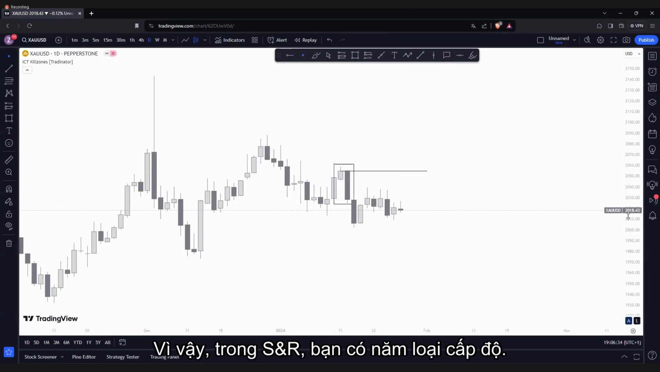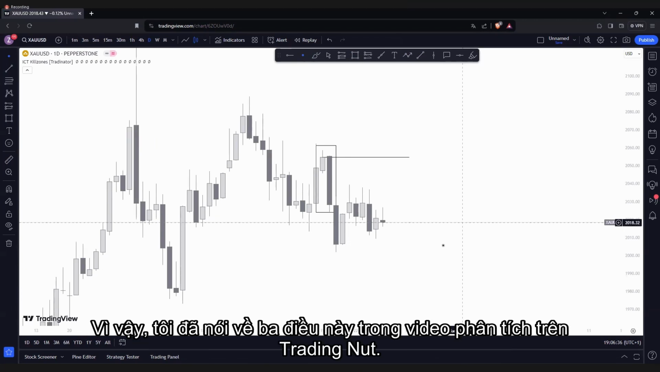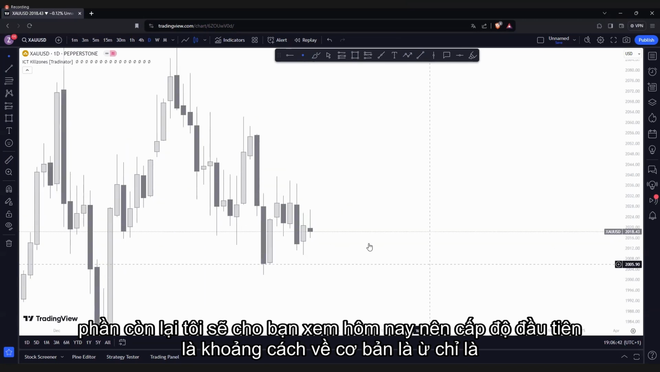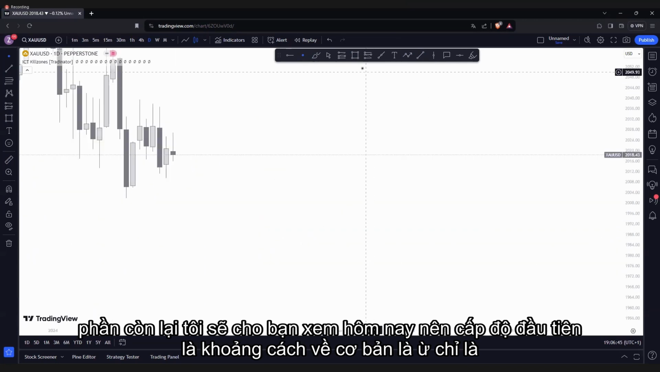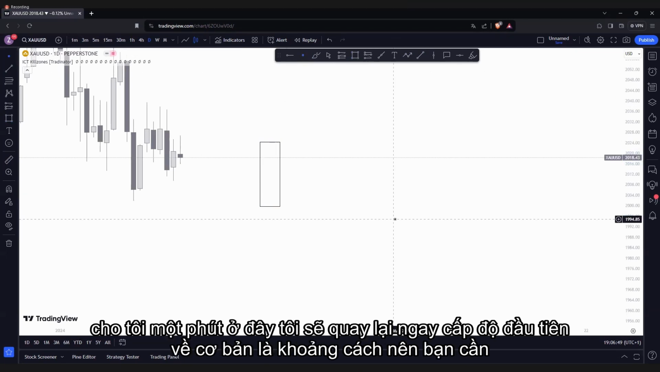In SNR you have 5 types of levels. I've talked about 3 already in the analysis video on trading nut. The rest I'll be showing you here today. The first level, which is the gap, is basically just, give me a minute, I'll be right back.